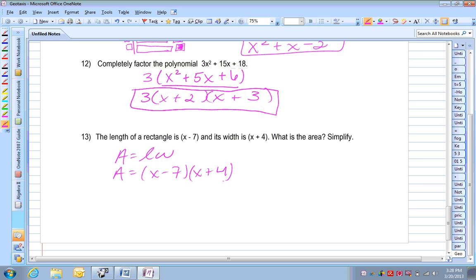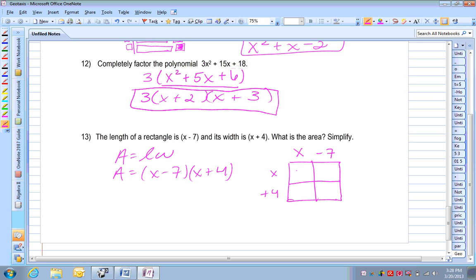And I have two binomials being multiplied by one another. So I'm going to use box method. You are welcome to use FOIL if you would like. And I put the x minus 7 on top and the x plus 4 on the side. Because remember, we're multiplying here, not factoring. Some of y'all are going to be tempted to start filling in the boxes when you don't need to.